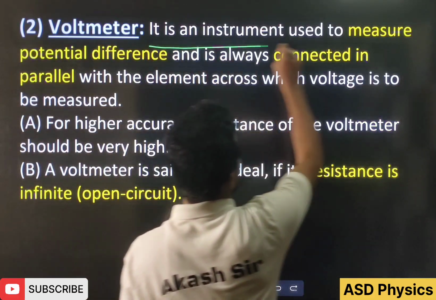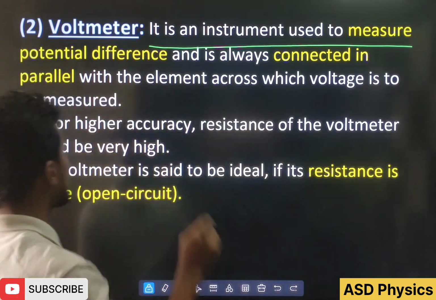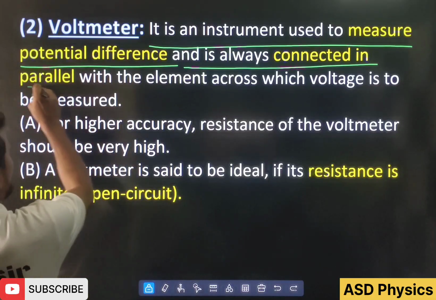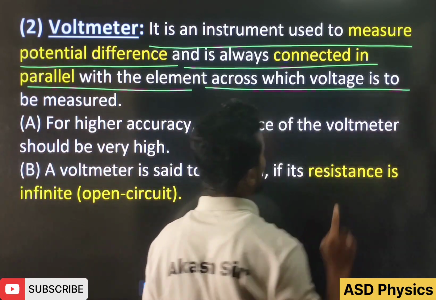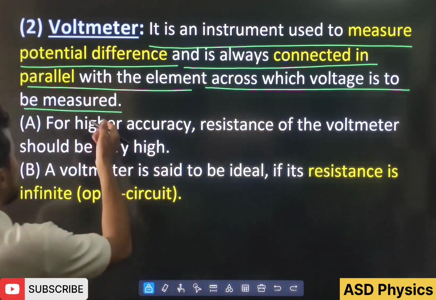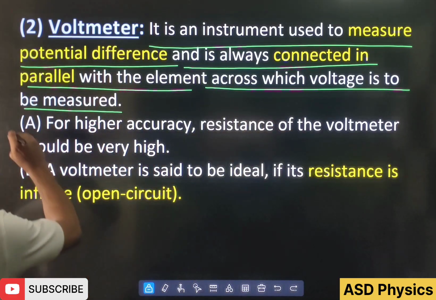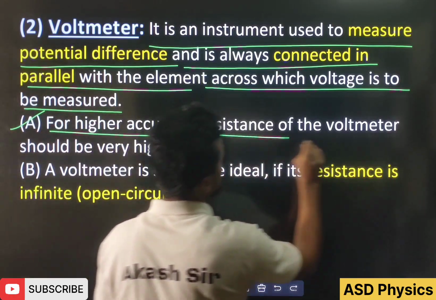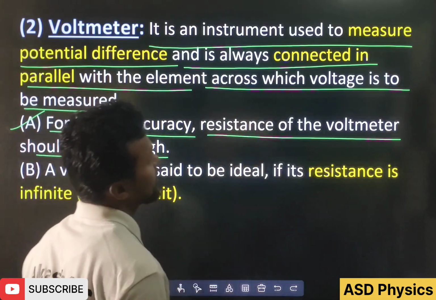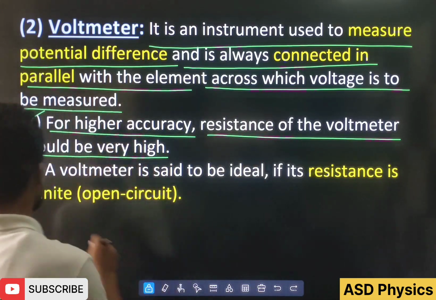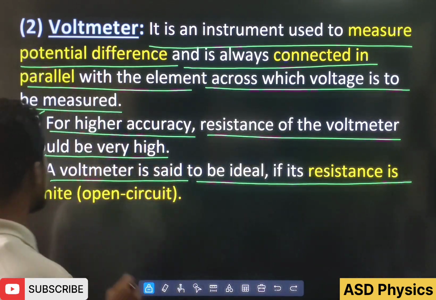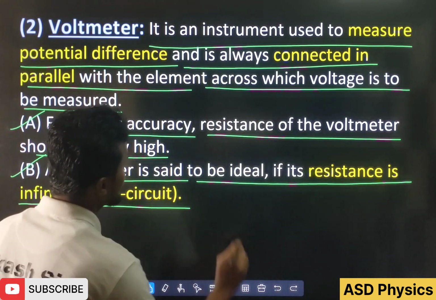Next, let's see the voltmeter. It is an instrument used to measure potential difference and is always connected in parallel with the element across which voltage is to be measured. Voltage means potential difference. Again some important points are there. First, for higher accuracy, the resistance of the voltmeter should be very high as it is going to be connected in parallel. Next, a voltmeter is said to be ideal if its resistance is infinite. Infinite means an open circuit.